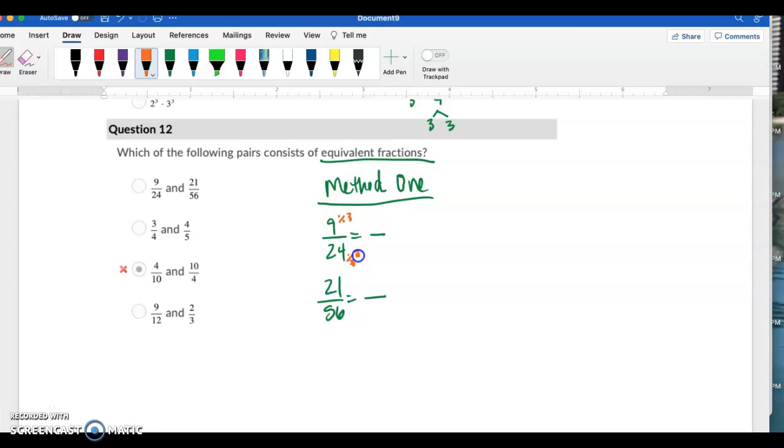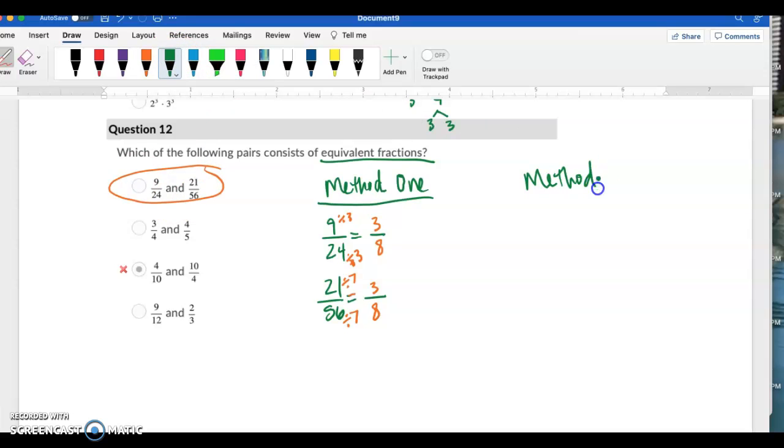Oops, that's supposed to be a division sign. Then by 3. 9 divided by 3 is 3. 24 divided by 3 is 8. Let's see, what can we divide 21 and 56 by? I think 7. So I'm going to divide by 7, because this is going to give me 3. And divide this by 7. This is going to give me 8. Oh, well, if they both reduce to the same thing, then they are equivalent. So I kind of did that one for you there.